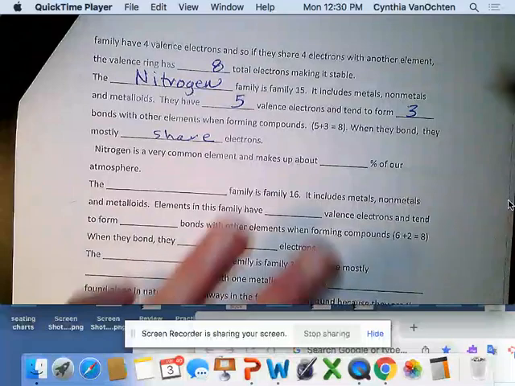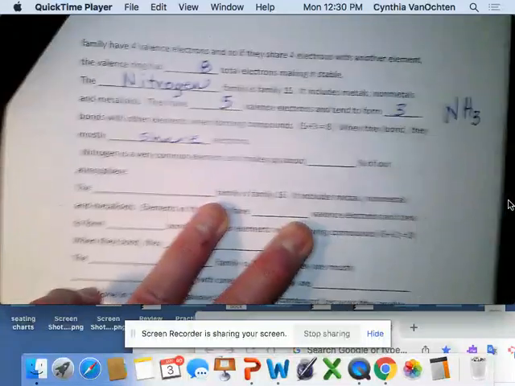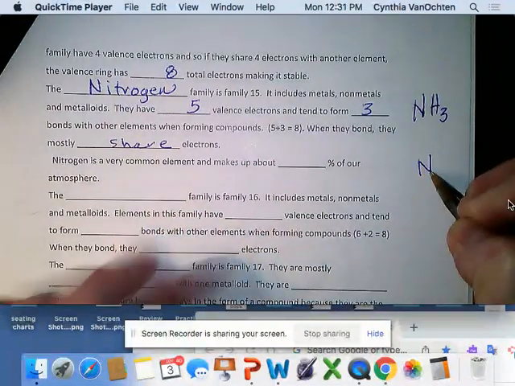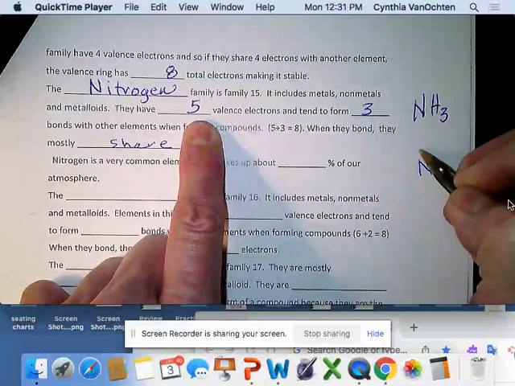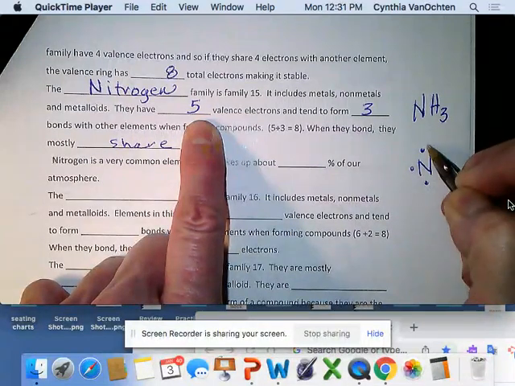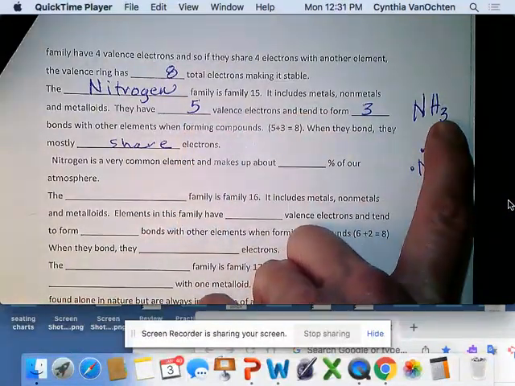So again, let me show you why a compound like this would make sense. NH3. If we were to draw nitrogen, it has 5 valence electrons. So I'm going to put 1, 2, 3, 4, 5. Now I'm going to bond it with 3 hydrogens.